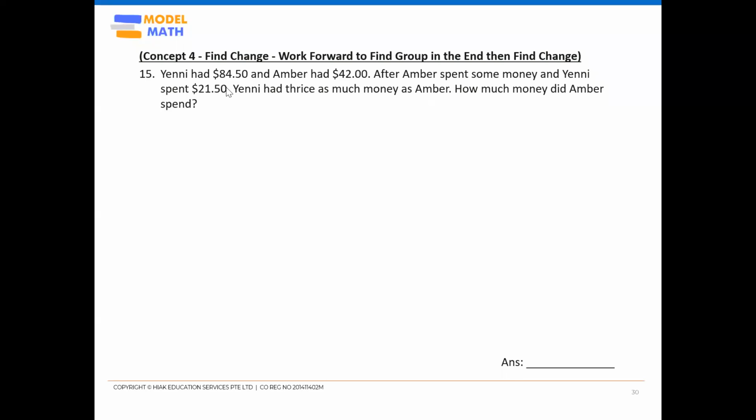Amy had $84.50 and Amber had $42. After Amber spends some money and Yenny spends $21.50, Yenny has twice as much money as Amber. How much did Amber spend?